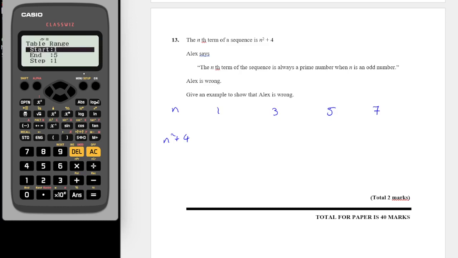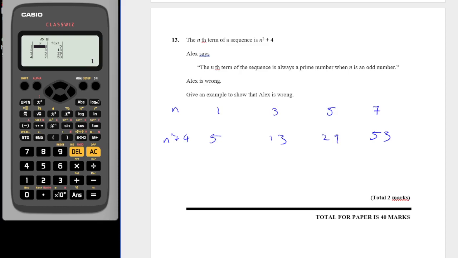I want my value to start at 1 and I want it to end at, I've done 7, but let's go a bit further. Let's end at 13, going in steps of 2. So that will give me all of the values of n squared plus 4 for odd numbers all the way up to 13 as we're going in steps of 2. Right, so my numbers are 5, 13, 29, 53.